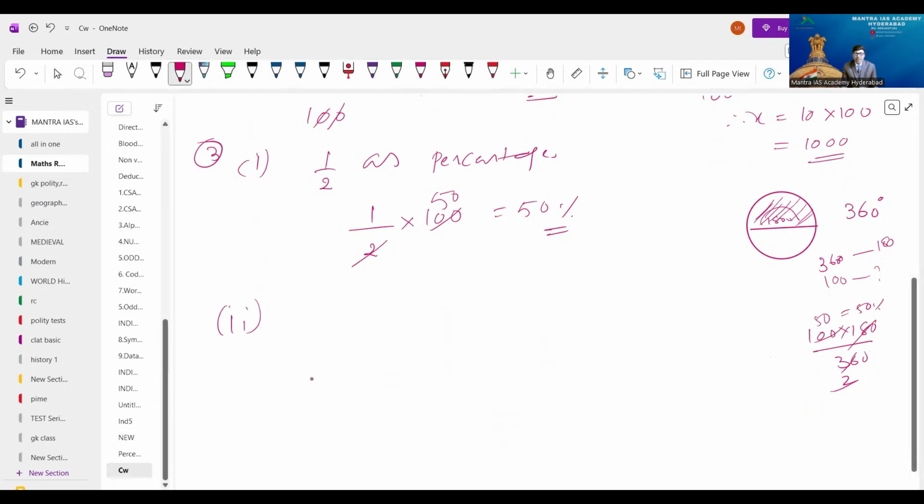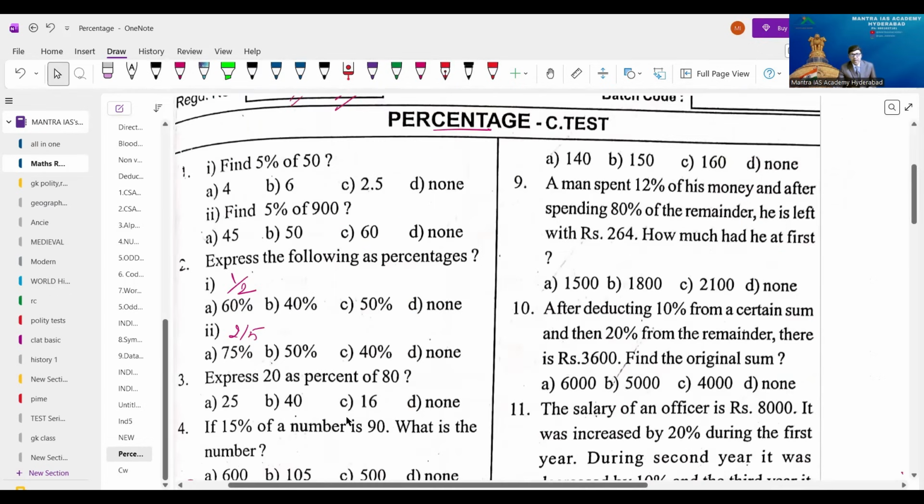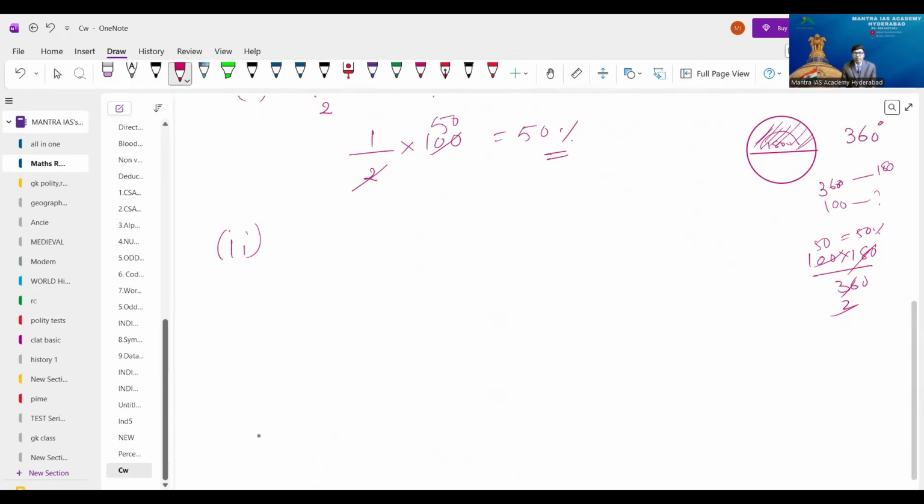In the same style, look at the second bit here. Express the following as percentages: 2 by 5. How much percentage is 2 by 5? I told you, simply multiply by 100. 5 ones are 5 and 5 twenties are 100. So 2 into 20 is 40 percent. If you want to express the fraction 2 by 5 as a percentage, the answer is 40 percent.